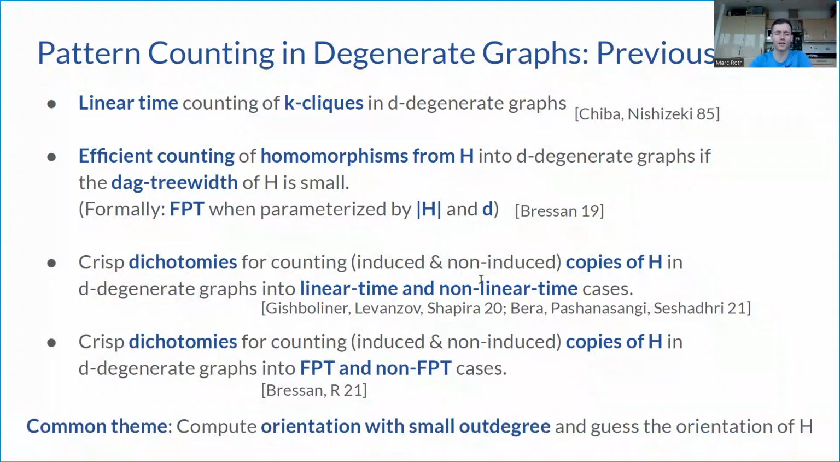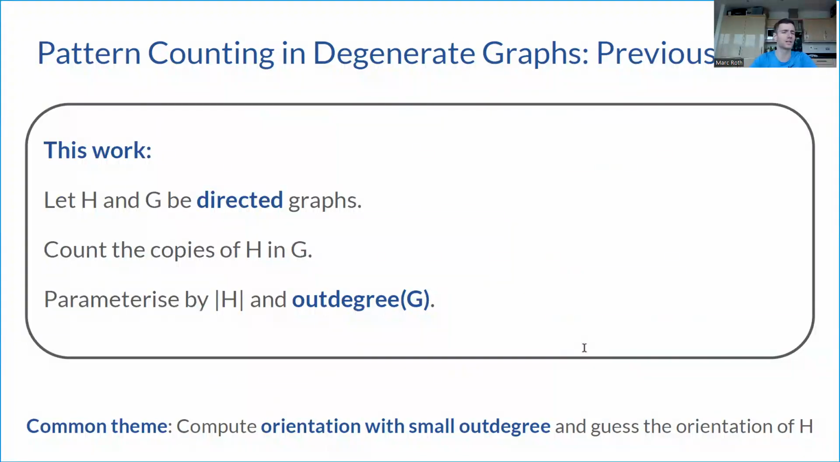But the point I would like to make here is that the common theme of the upper bounds in all of those works is the following. The algorithms always compute an orientation of the host with small outdegree, which exists because we know the degeneracy is small. Then they guess the orientation of the pattern, and then they reduce this to a directed pattern counting problem. And it turns out that the directed pattern counting problem to which all of those results reduce is not classified yet. And this is what we did in this work.